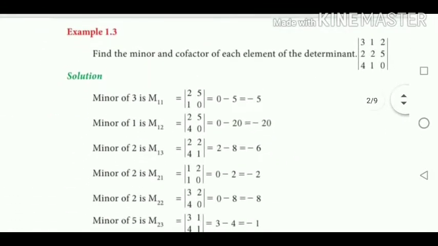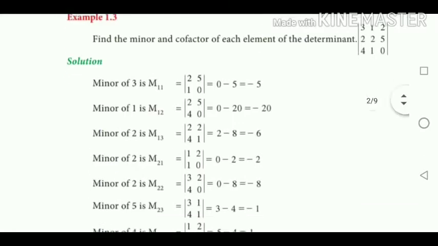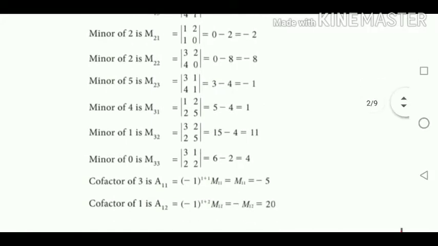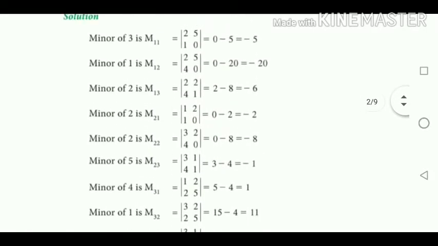Next we are going to see example 1.3. Find the minor and cofactor of each element of the determinant 3, 1, 2, 2, 2, 5, 4, 1, 0. Listen, here a 3 by 3 matrix is given. First we have to find the minor of each and every element. Then we have to give a sign to this minor in order to get the cofactor of the element.